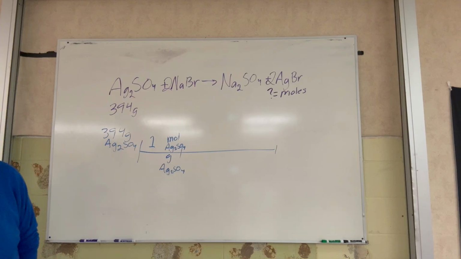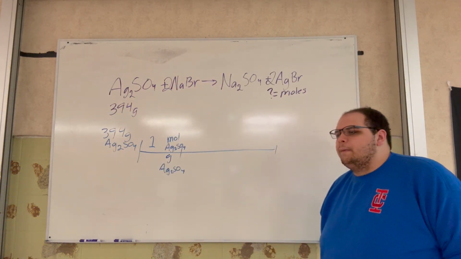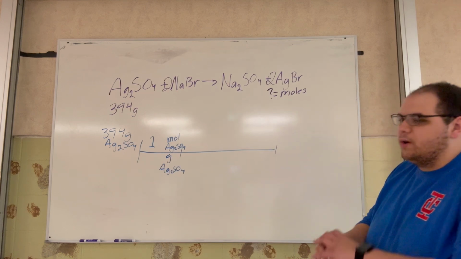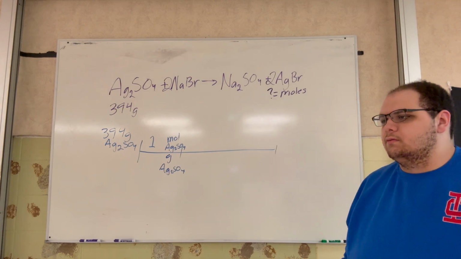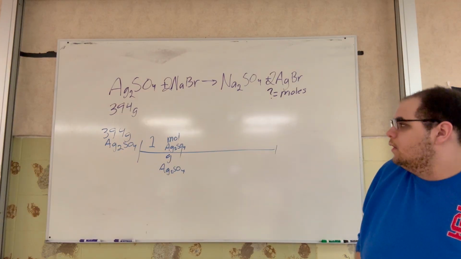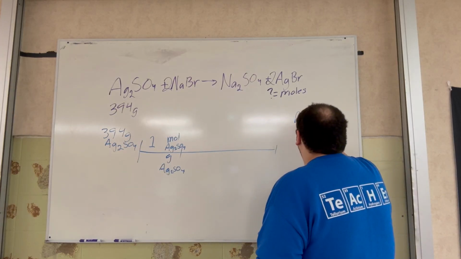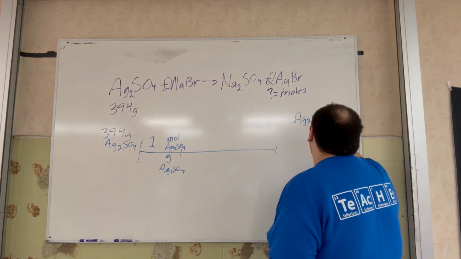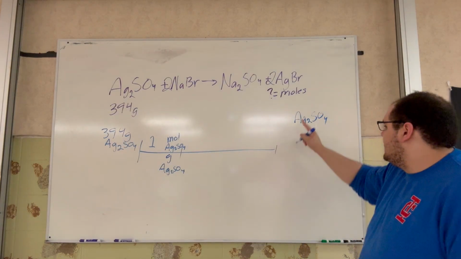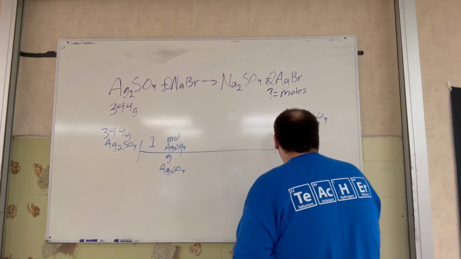Hey, does anybody remember how to find molar mass of the compound? Molar mass of the compound, we just break the compound up into its elements, find the masses of each one, and add them up. So in our case, we're working with silver sulfate here, Ag2SO4. Well, I'm going to break it down into each of the elements. In this case, we have Ag, S, and O.